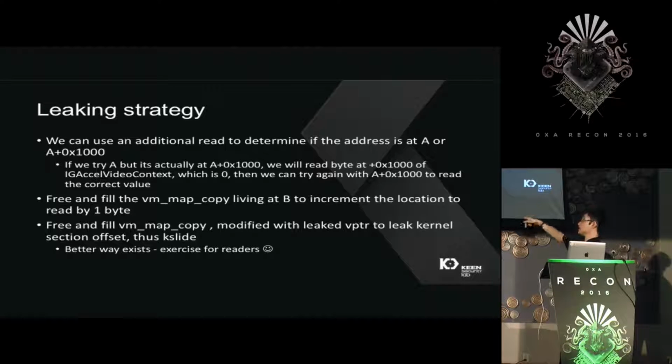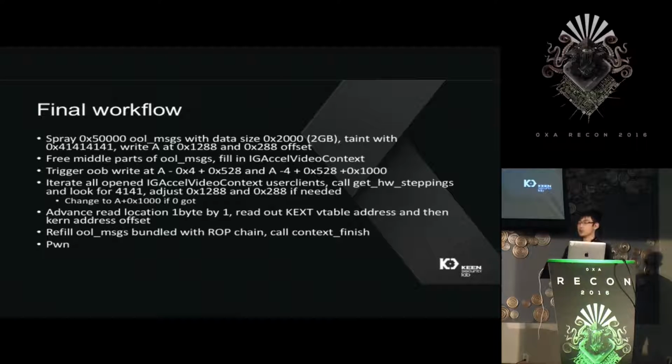Actually, there is a better way, and we will leave it as an exercise for readers. It didn't need to be so complex. So to recap, with both the info leak technique and the ROP control, we get a whole look at this exploitation. First we spray some 2 gigabytes of OR messages and tint them with 4141, and prepare the addresses we want to read at the 2 offsets. And we also free some middle parts of the ORs, fill them with the actual video context, and trigger the OB write.